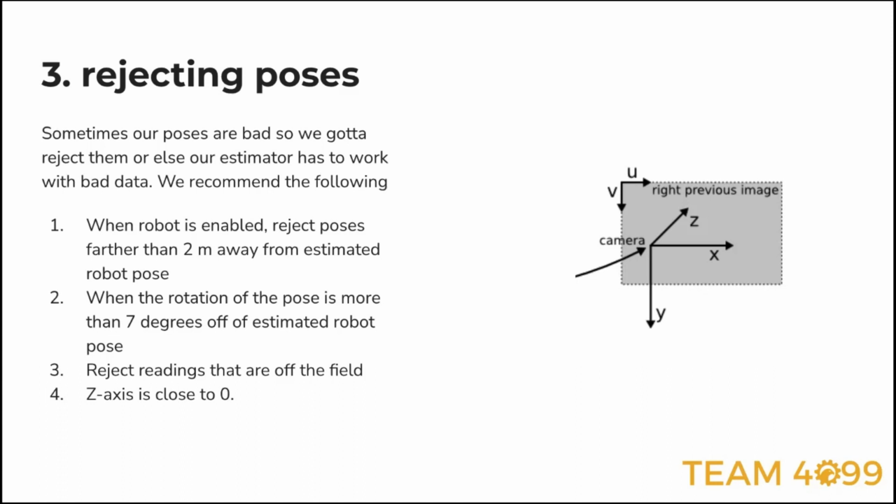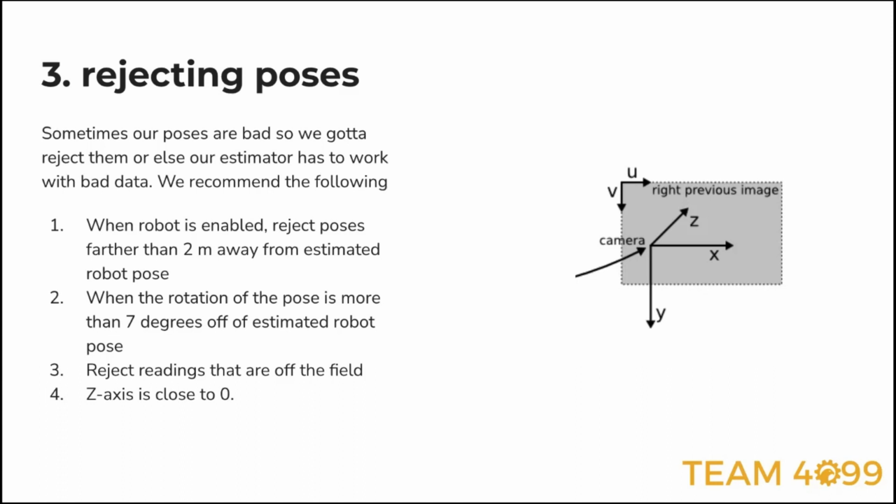So when we're talking about pose rejection, we're talking about measuring the error between certain values of that estimated robot pose compared to where the robot actually is, or where we think the robot actually is. And if it has certain things that are different, we're going to reject it. We're not going to put it into our pose estimator. So stuff that we do is, if the total distance of the estimated robot pose from the actual Kalman filter robot pose is more than 2 meters away, we just reject it. We don't use it. Or if the rotation of our robot pose is more than 7 degrees off, we also reject it.